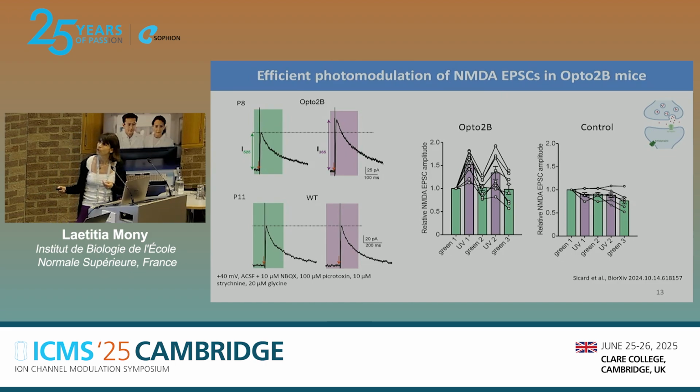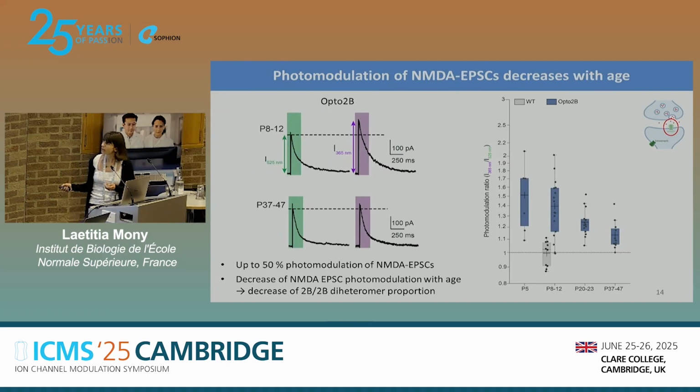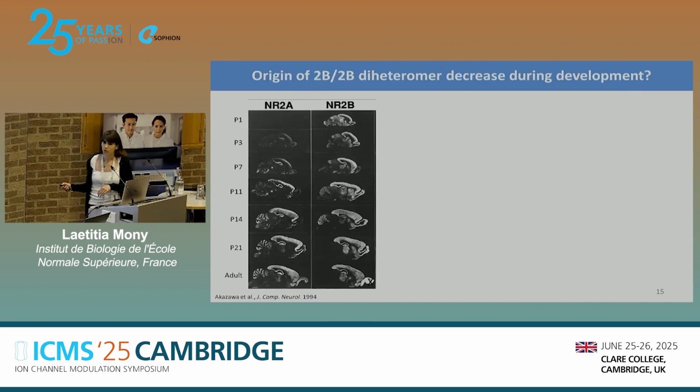So we used the ratio of current under UV light over the current under green light as a proxy for the proportion of 2B2B diheteromers at the synapse. And we looked at this proportion during postnatal development, so from P5 to P40, and we observed the decrease of the photomodulation ratio over development, showing a decrease in the proportion of 2B2B diheteromers at the synapse with age. So what is the origin of this decrease?